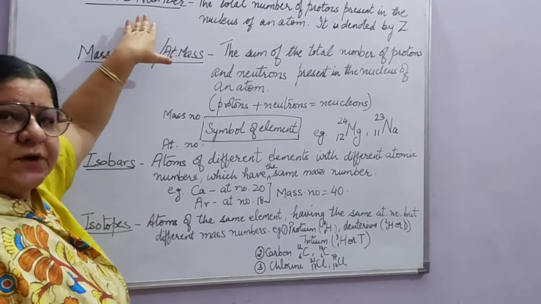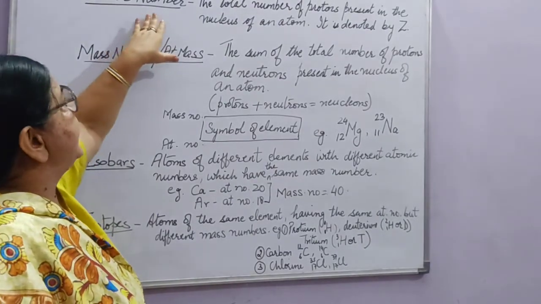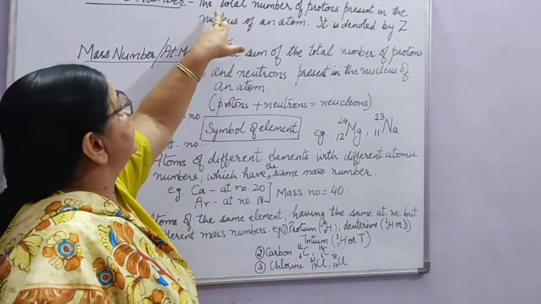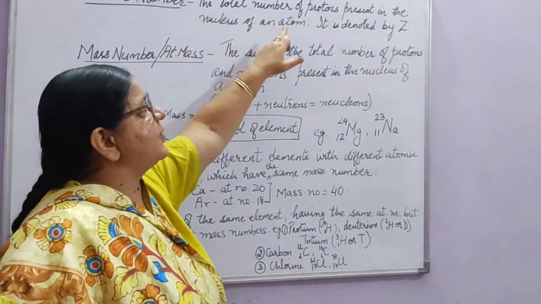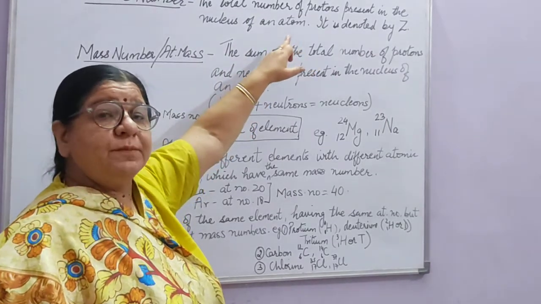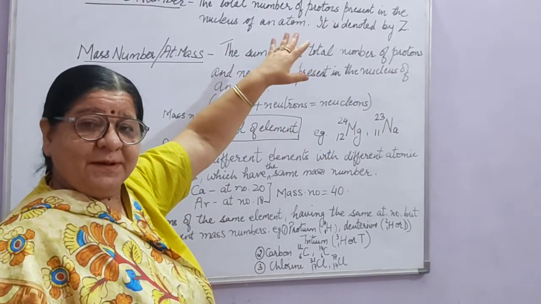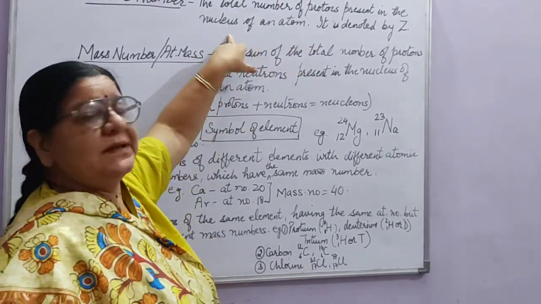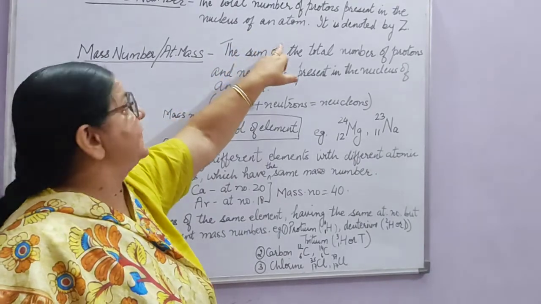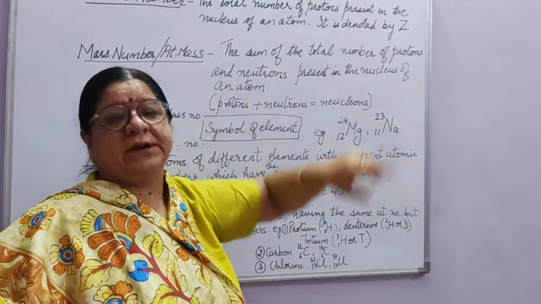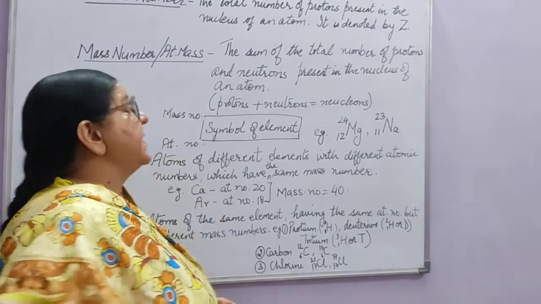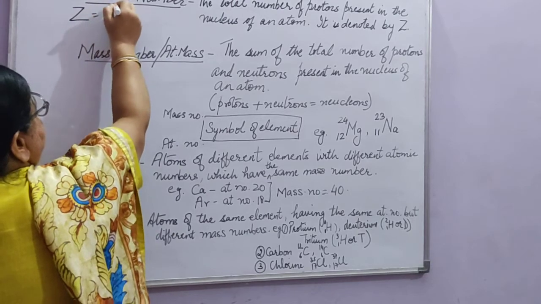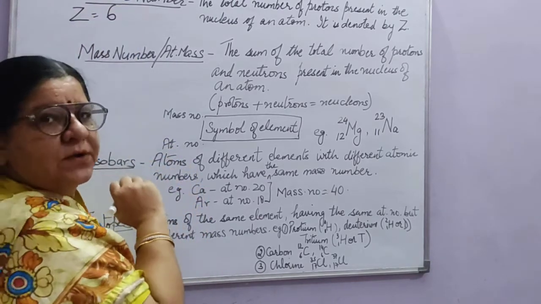First is atomic number. What is meant by atomic number? The atomic number is defined as the total number of protons. Protons means the positive charges which are present. So, the total number of protons present in the nucleus of an atom. It is denoted by Z. Like for carbon, atomic number will be 6. So, Z is equal to 6.